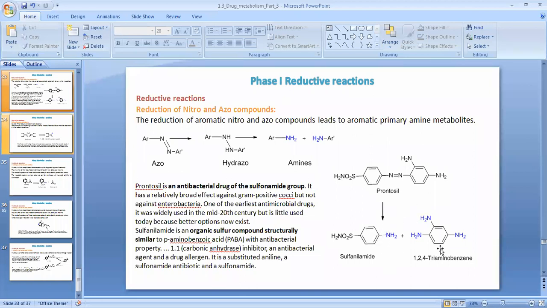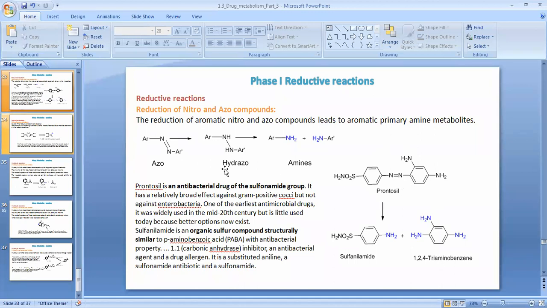That's why in the bacteria, sulfonamide is used as an antibacterial agent. So that type of drug molecule, that is prontosil, will have the presence of an azo functional group in its structure, and it is metabolized by this mechanism.